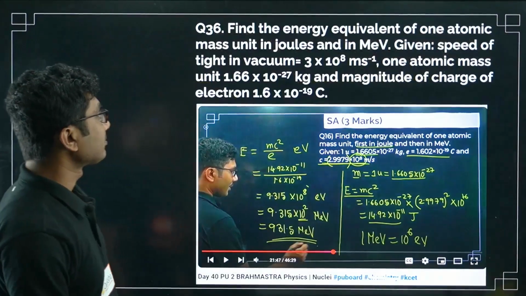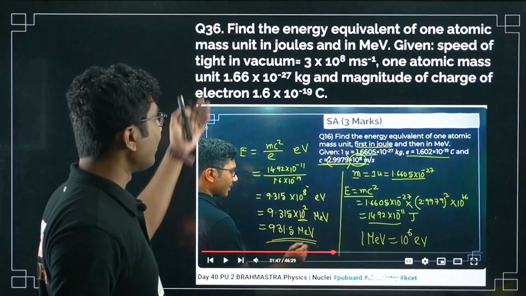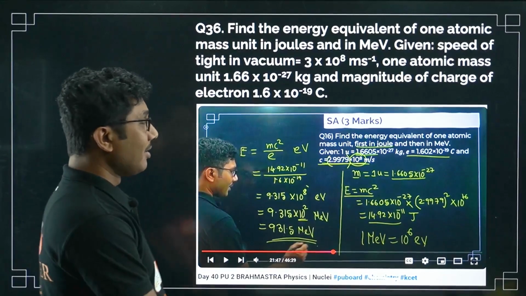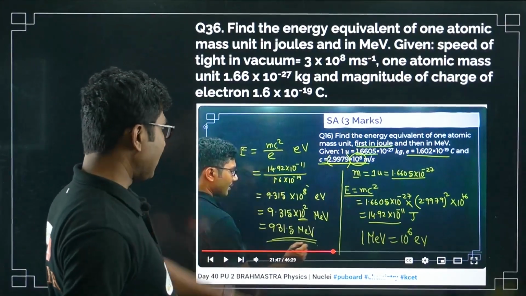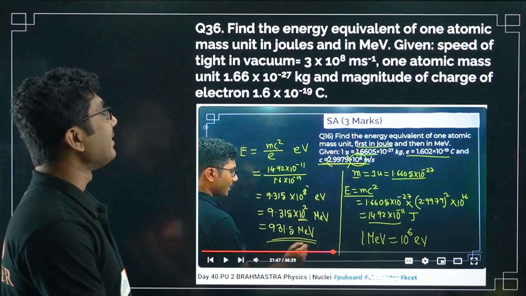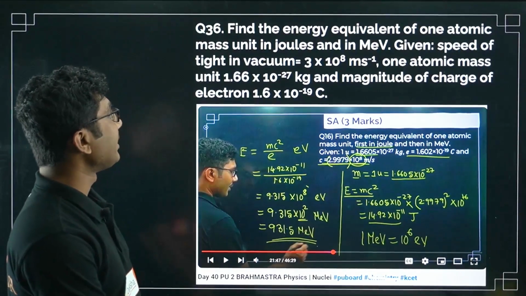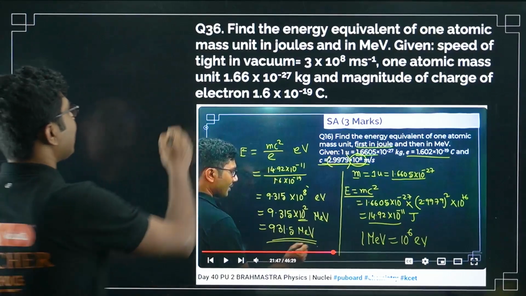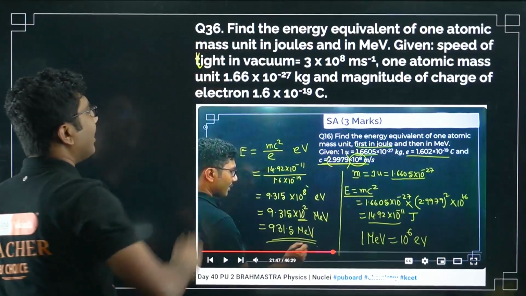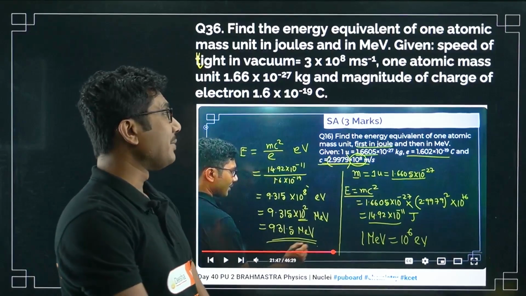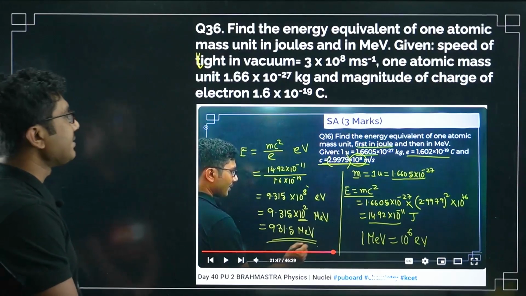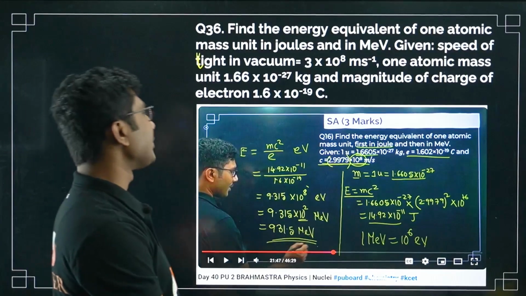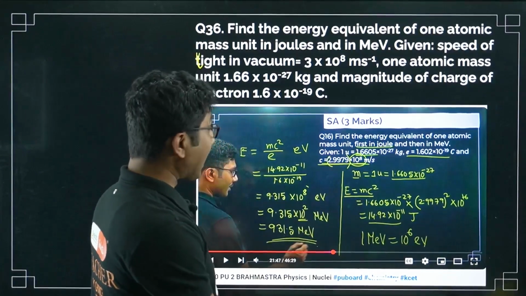Now again, this question was discussed in my nuclei chapter. The question was, find the energy equivalent of one atomic mass unit in joules and in MeV, given the speed of light in vacuum is 3 into 10 to the power of 8 meter per second. One atomic mass unit is 1.66 into 10 to the minus 27 kg. Magnitude of charge of electron is 1.6 into 10 to the minus 19 coulomb.